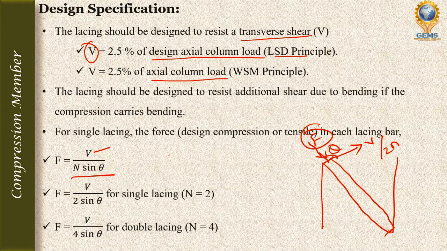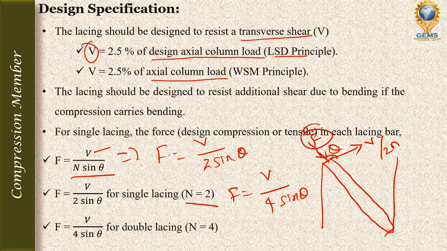For a single lacing, N is equal to 2, so this formula is converted into V by 2 sine theta. If it is a double lacing, F is equal to V by 4 sine theta, because for double lacing, N is equal to 4. So this is the design specification for the lacing of built up column.